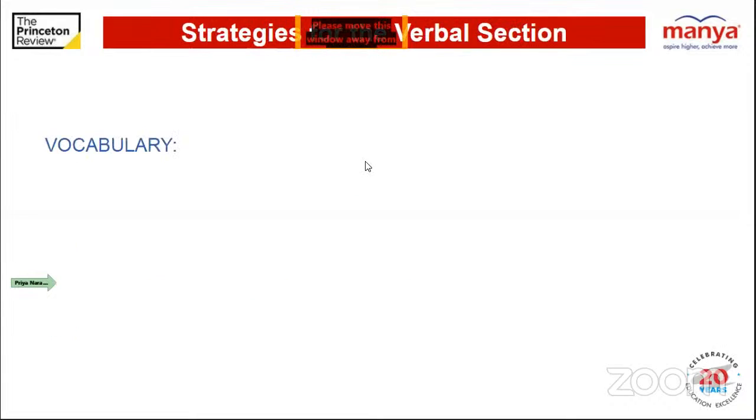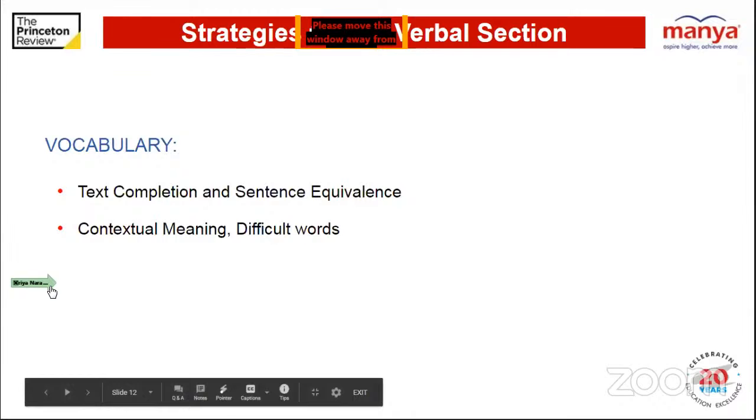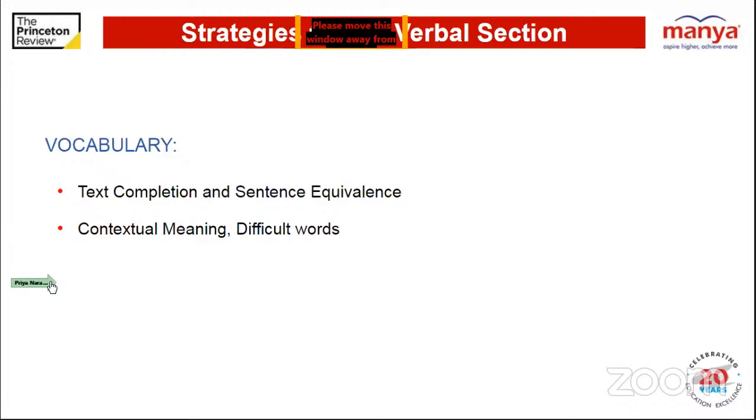Okay, a few quick strategies. So for the verbal, your vocabulary is very important, right? Other than your text completion and sentence equivalence, sometimes in the reading comprehension also you have questions that talk about the contextual meaning of words, right? And the harder questions on the text completion and sentence equivalence, you get twisted questions with a difficult vocabulary. So that's one straightforward way. Start learning the vocabulary, right?